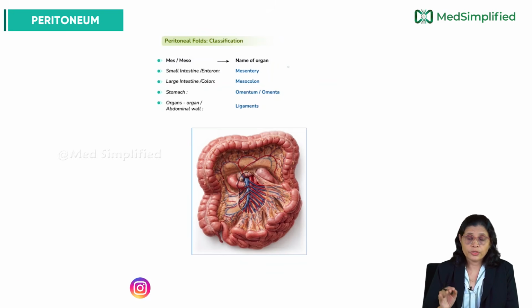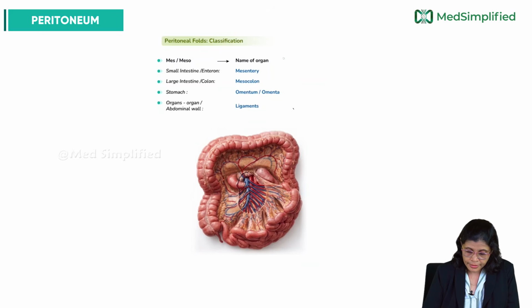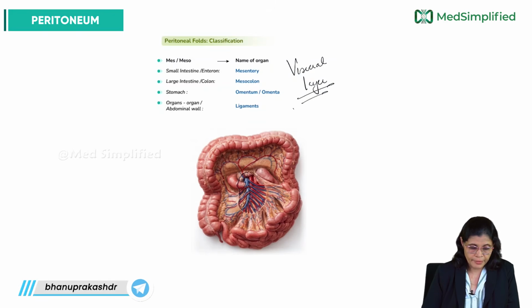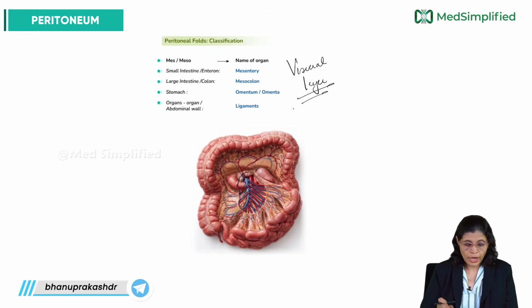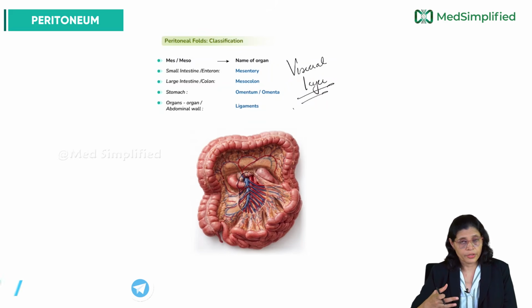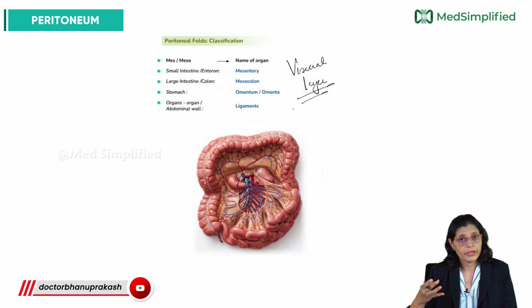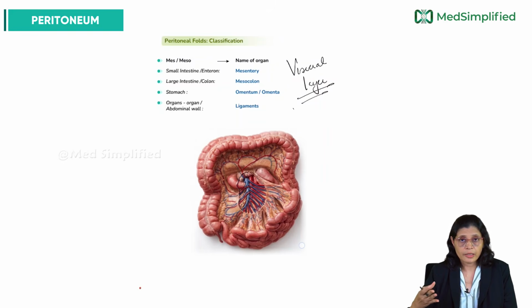And all these folds, you have to remember, are formed by the visceral layer of the peritoneum. Other than allowing mobility of the organs and providing support to them, these folds help in the transmission of nerves and blood vessels. They contain a large amount of fat, macrophages are also present within them, and lymphatics are present within them. So all these are the functions of these peritoneal folds.